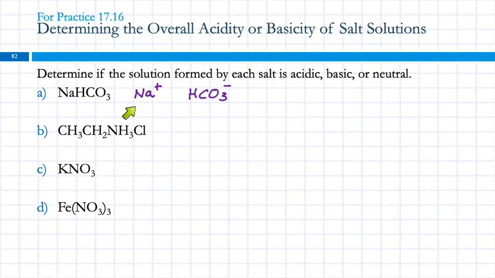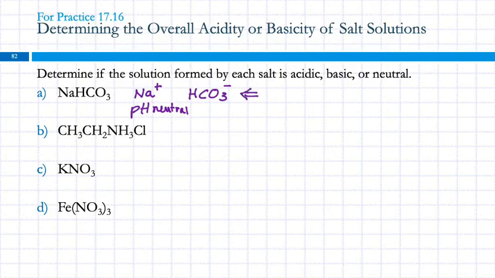This Na+, is that the conjugate acid of a weak base? Or is it the counter ion of a strong base? It's the counter ion of a strong base. So this one's neutral. And then this one, is its conjugate weak or strong?